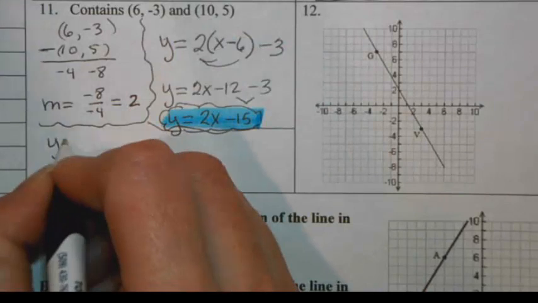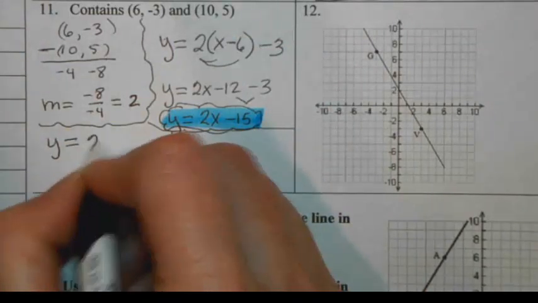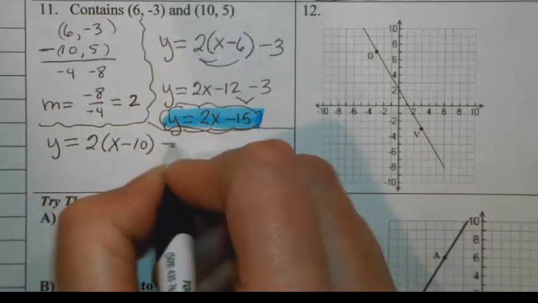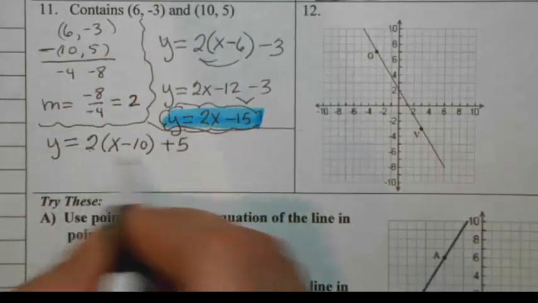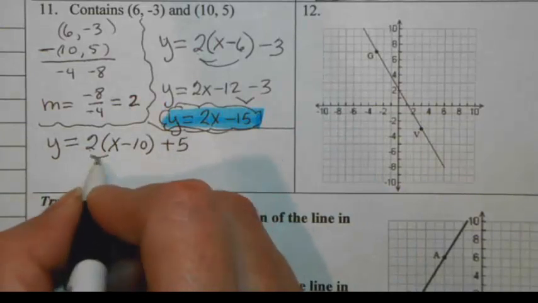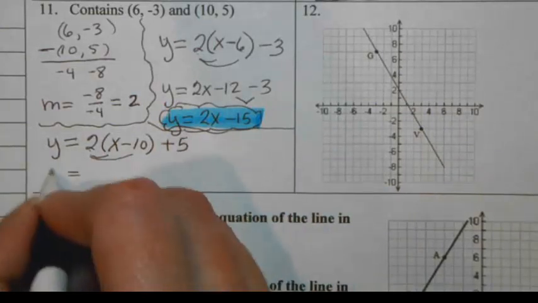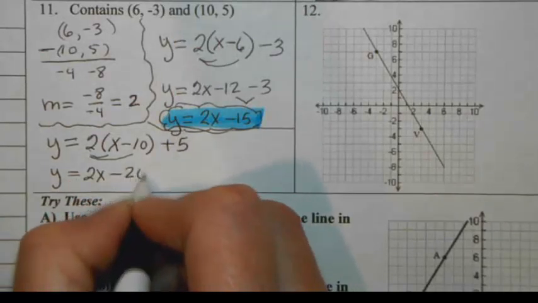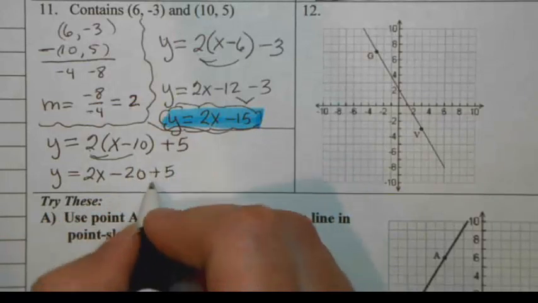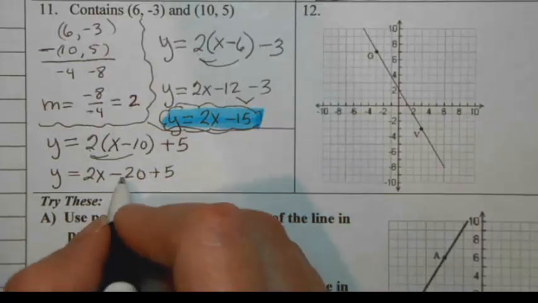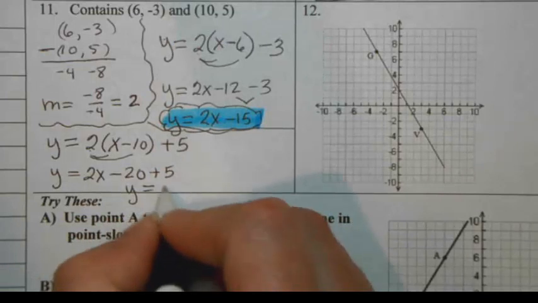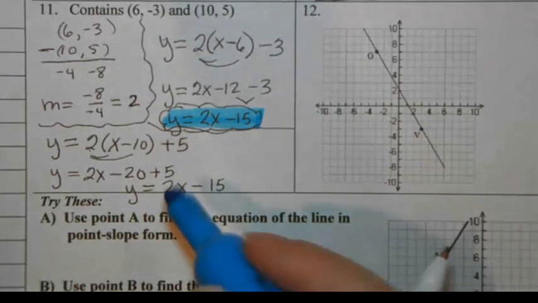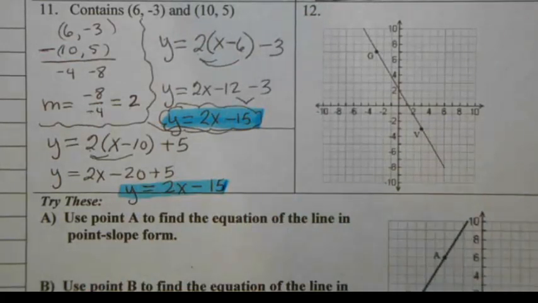If I take y equals that same 2 slope and then plugging in the 10 and the 5, so x minus 10, then plus 5, when I bring this out and simplify it, look what happens. It's 2x and -10. So 2x, -20, 2x minus 20 and then plus 5. And when you combine that -20 and 5, you're going to get y equals 2x minus 15. And notice that's the same thing we got when we chose the other point. I think that's awesome. I love that part of math.